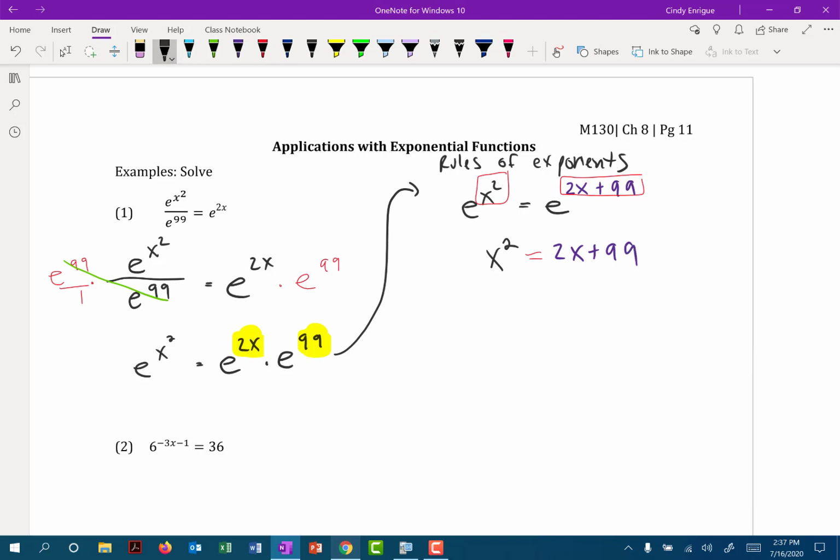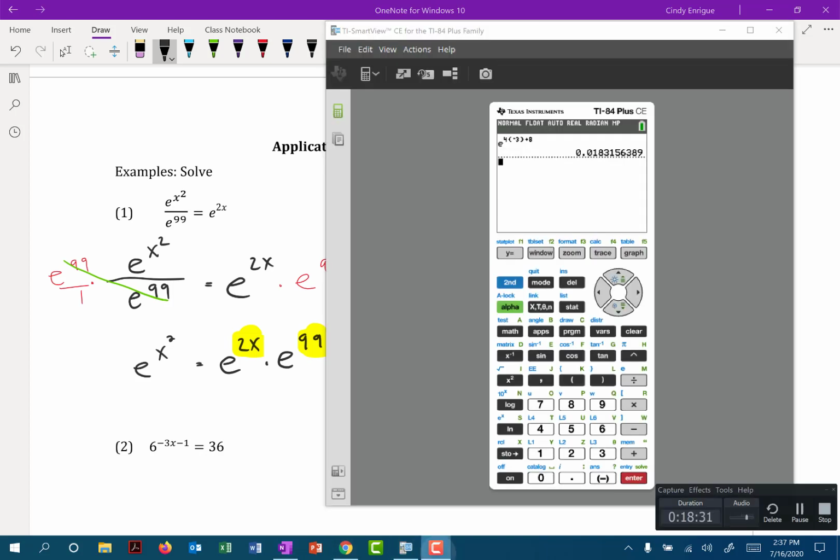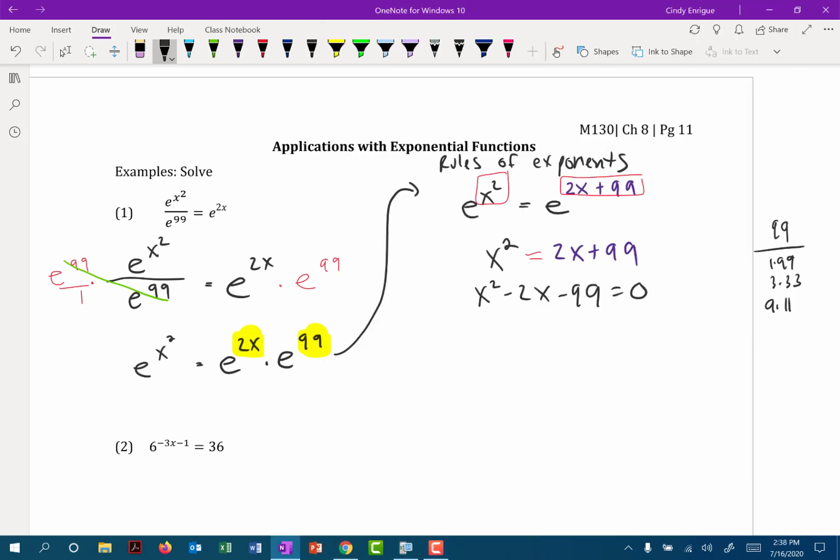And now this just looks like a quadratic that I can solve, so I can have x squared minus 2x minus 99 is equal to 0. So if I were to factor this, my factors of 99 are 1 times 99, 3 times 33, and 9 times 11. Well, if I were to choose the 9 and the 11, when I add them together, it would give me -2. So I have x minus 11 times x plus 9 is equal to 0.